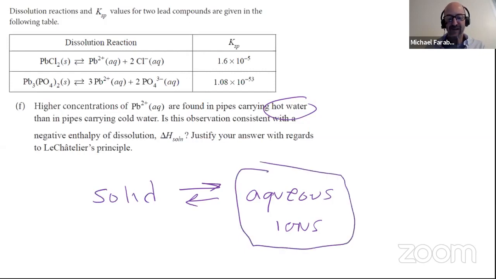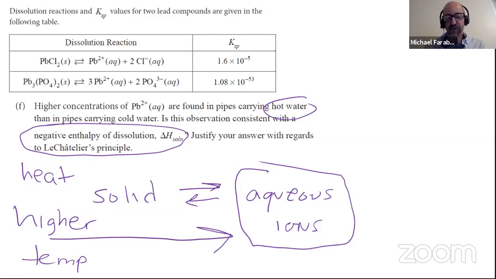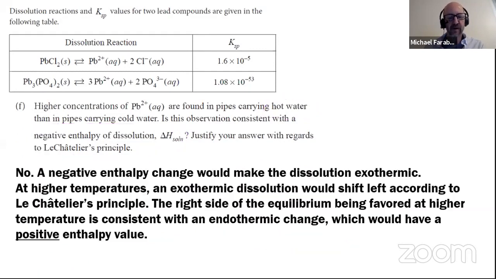So that means that there must have been a shift toward the aqueous ions as a result of a higher temperature. Typically, when you raise the temperature, the reaction equilibrium will shift in the endothermic direction. So therefore, this observation would be consistent with an endothermic enthalpy of dissolution. Now they're saying negative enthalpy, so I would disagree with this statement because a negative enthalpy means exothermic, and we are talking about endothermic shifting toward the aqueous ions. So I'm going to say no, that it's not consistent.